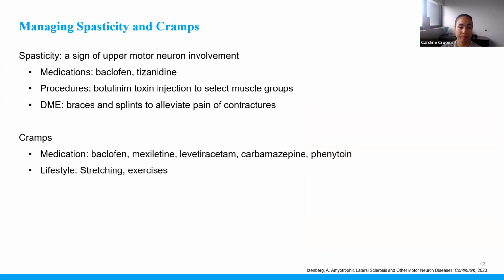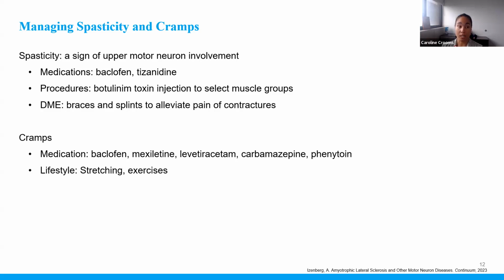Spasticity and cramps also very common. So I talked about the spasticity before. Again, that is an upper motor neuron sign, and people have difficulty kind of ranging across the joint. And they might complain of spasticity. Maybe they'll say they can't bend their leg, something like that.